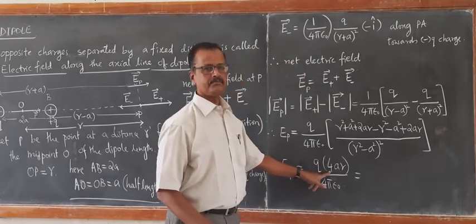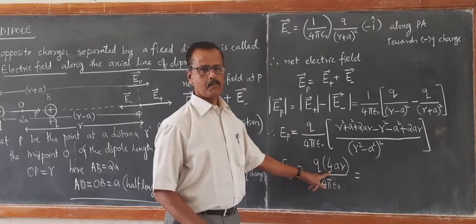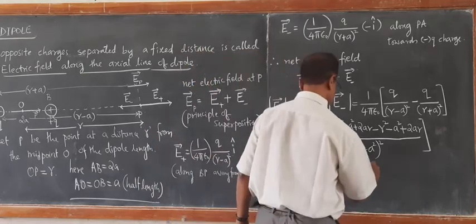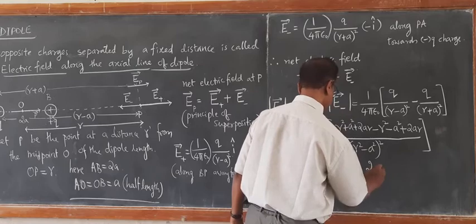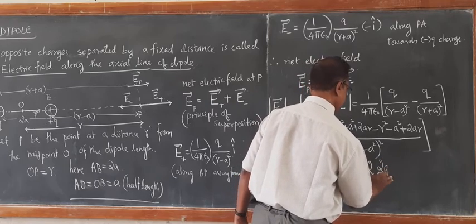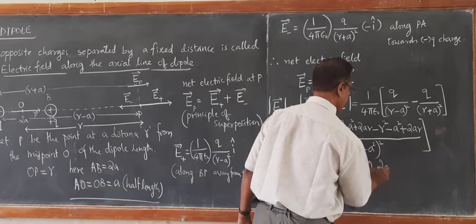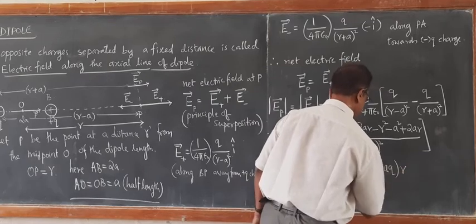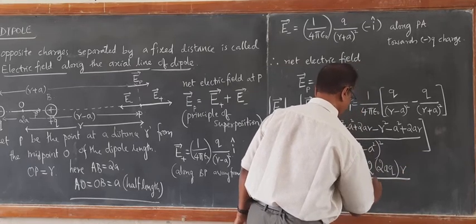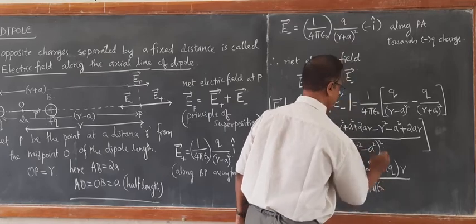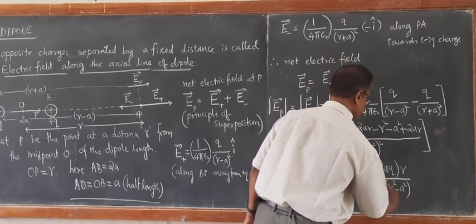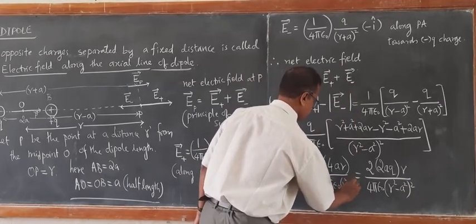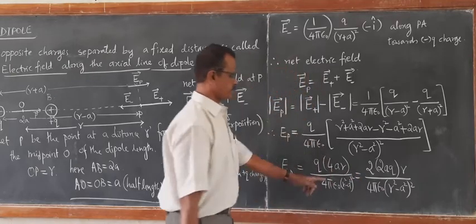We write it in the form of product of 2AQ because we know 2AQ is dipole moment. So I will write it as 2 times 2A into Q. So that becomes 4AQ into R divided by 4 pi epsilon naught into R square minus A square whole square. So this I have missed here, R square minus A square whole square.